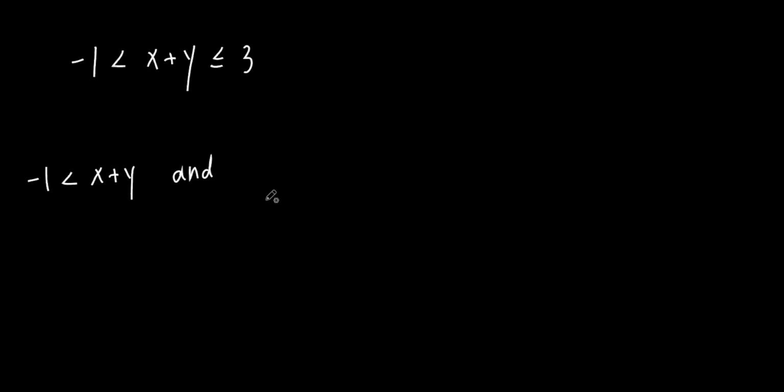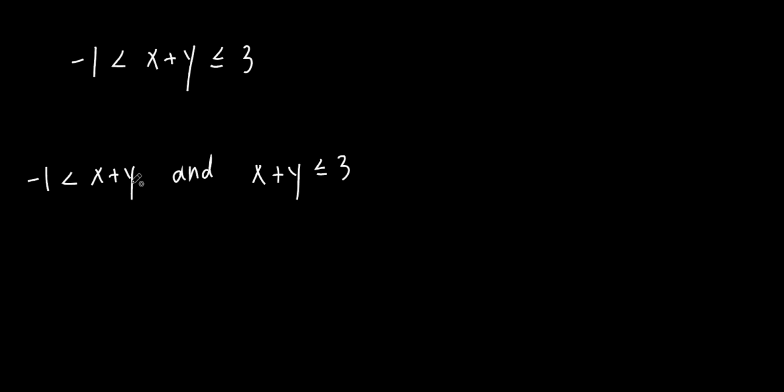All right. Here's compound inequality. So -1 less than x plus y less than or equal to 3. What can we do with this? Well, let's split it up into 2 different inequalities. All right, so let's go -1 is less than x plus y, and we could say x plus y is what? Less than or equal to 3.